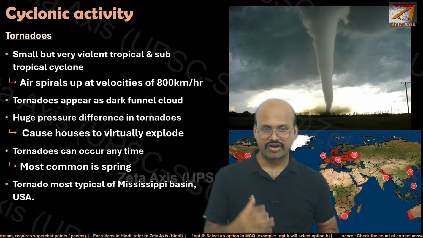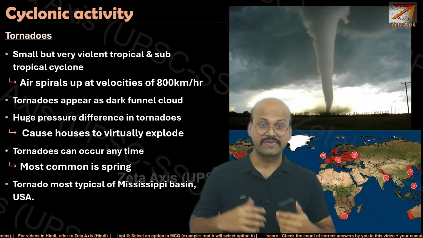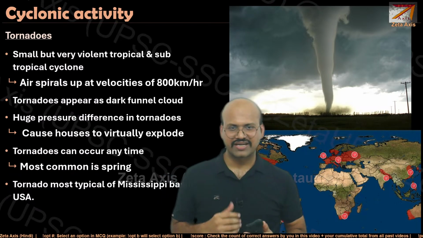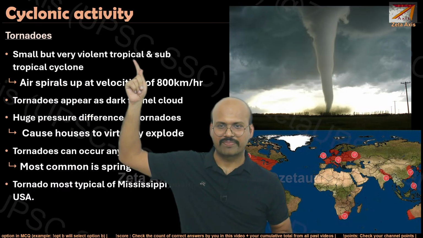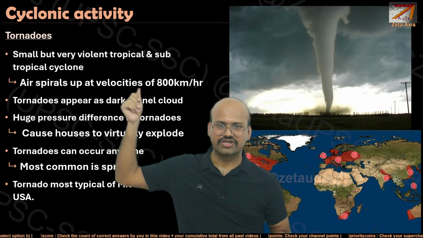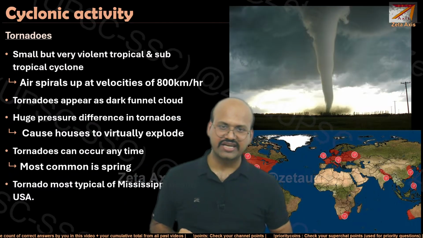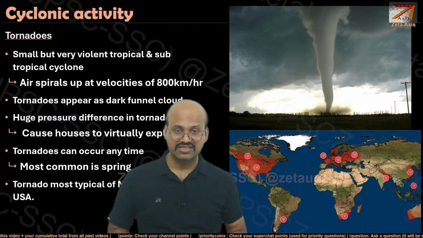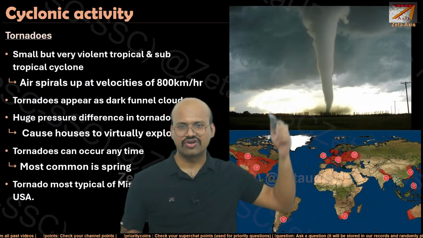Now let's come to the tornado. A tornado is very different from the tropical cyclone. The mechanism is different and the effects are also relatively different. They are very small but very violent tropical and subtropical cyclones, and air spirals up at velocities of 800 kilometers per hour. So the speeds could be as high as 800 kilometers per hour. They are much smaller compared to the tropical cyclones. The tropical cyclones can be 80 to 300 kilometers, but these can be only several kilometers.